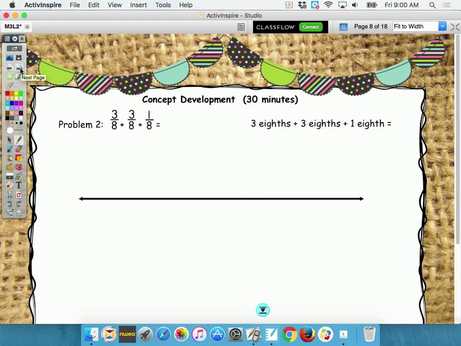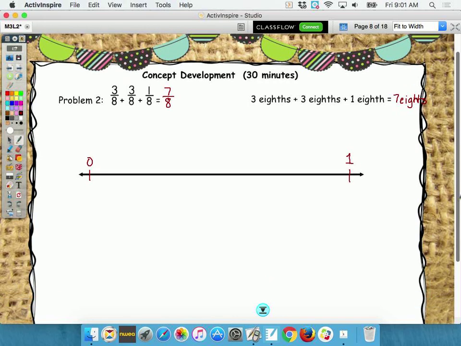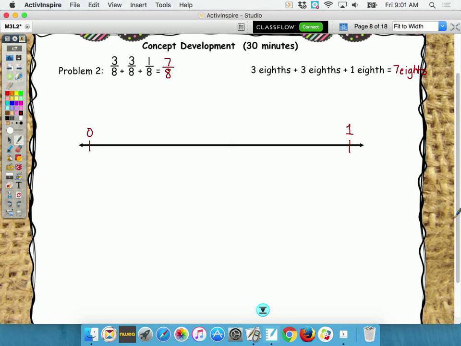Okay, so this one, let's get a total first. Okay, what's 3 plus 3 plus 1? 7. So 7/8. Is that more or less than 1 whole? Less. So we're still 0 and 1. What's my denominator? 8. So 7 tick marks. But remember, to make 8, it's so simple. You divide it in half. Then you divide each of those in half. And then you divide the fourths in half. And you'll get 8s.